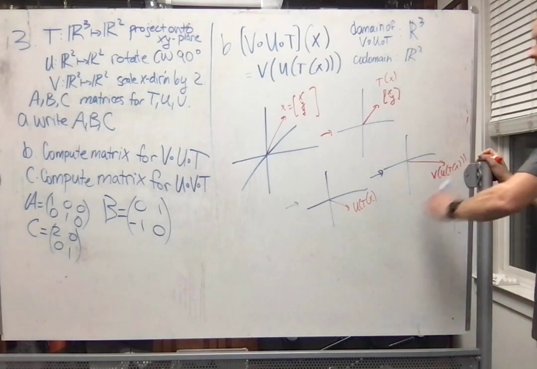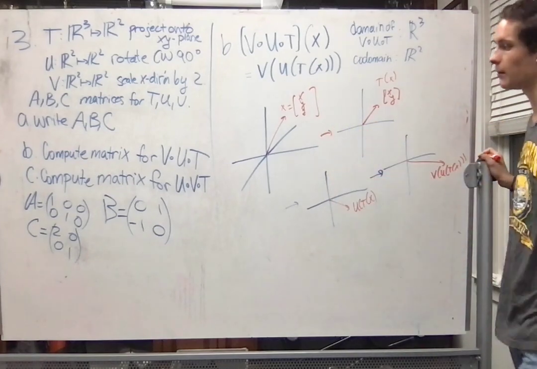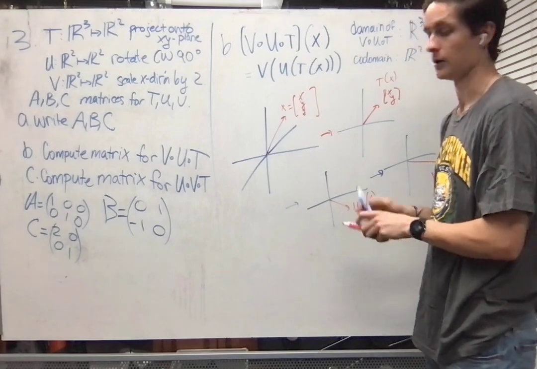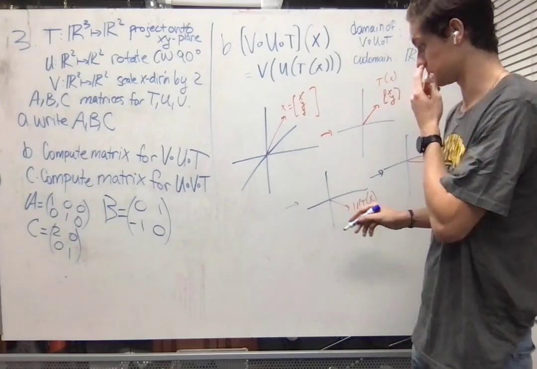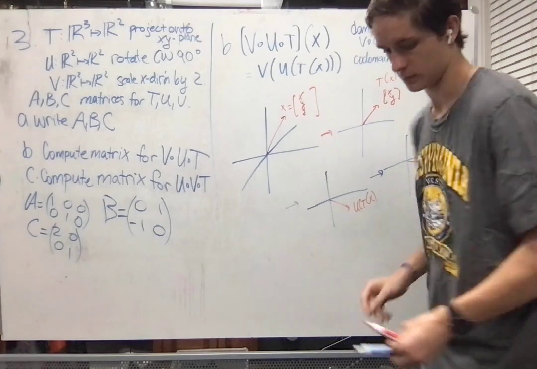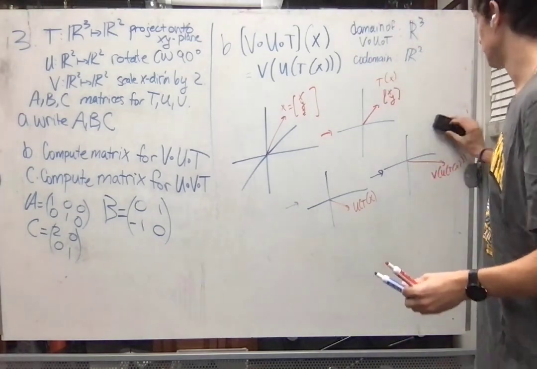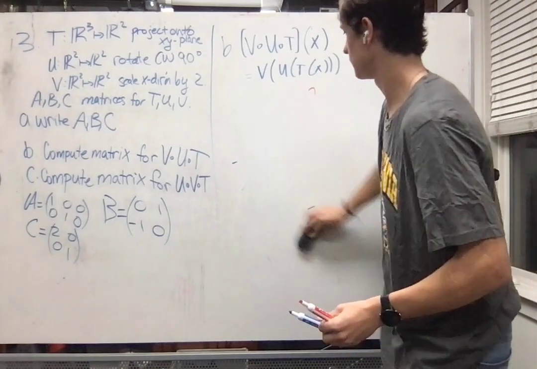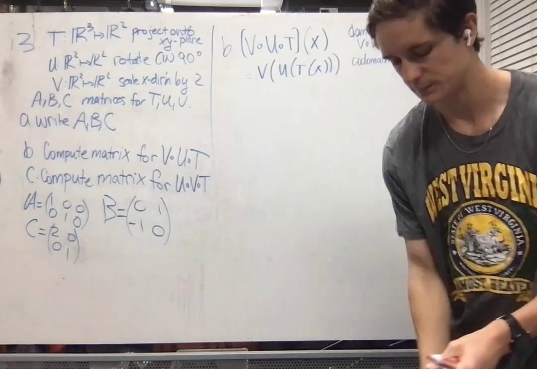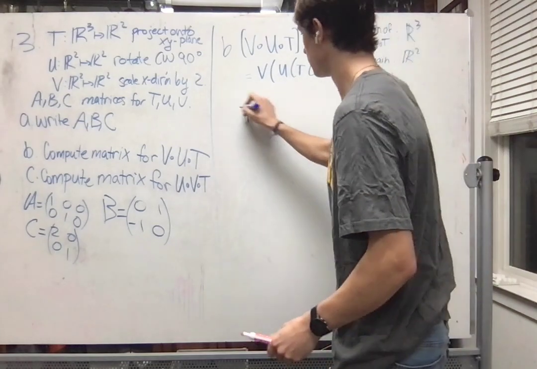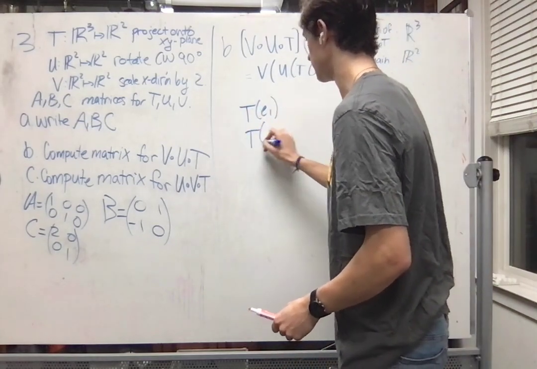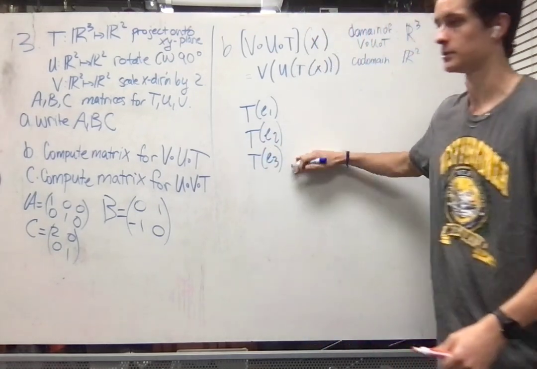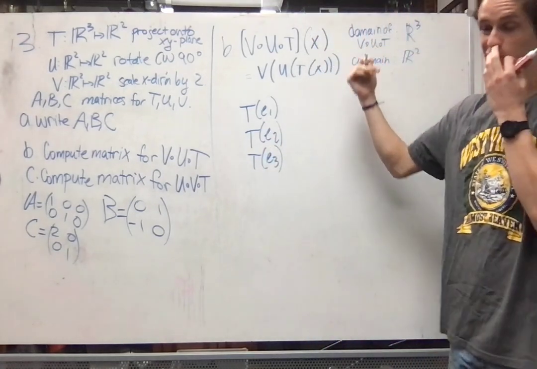So this is what the picture looks like. What I now want to do is apply this to E1, E2, and E3, and hopefully we can track where they go. Okay. So I'm unfortunately going to have to make some room, but that's okay, because we can picture the transformation now. So E1, T of E1, T of E2, T of E3. We have to do it three times because the domain is R3.